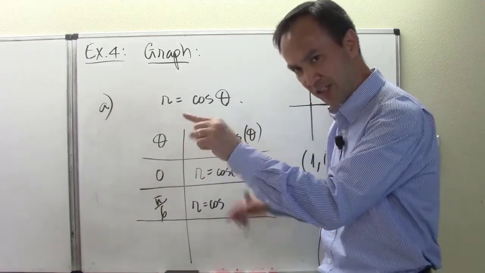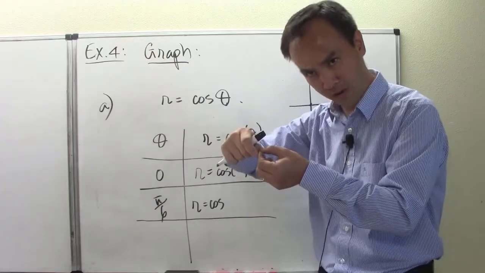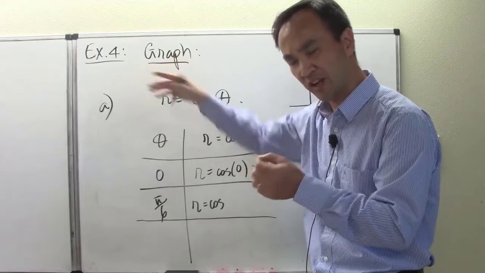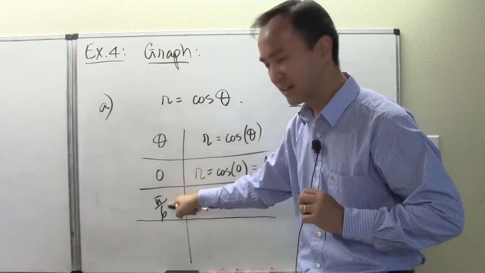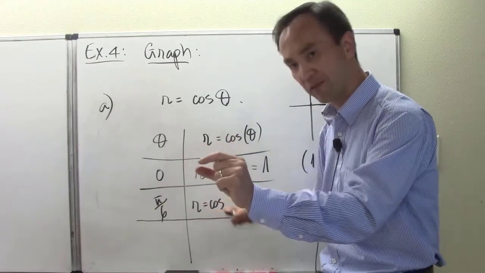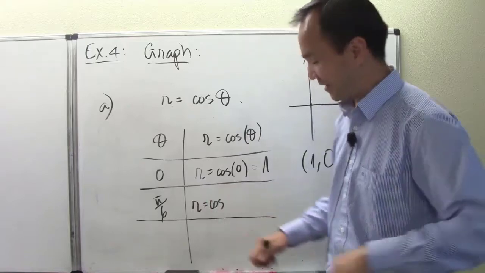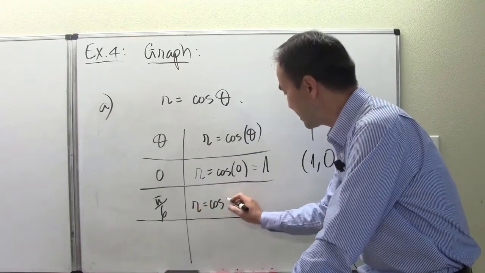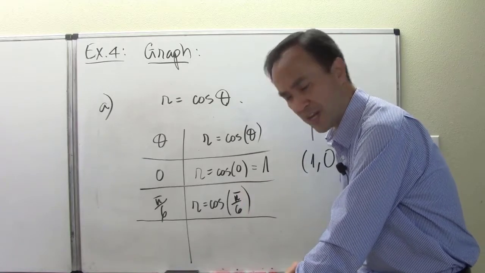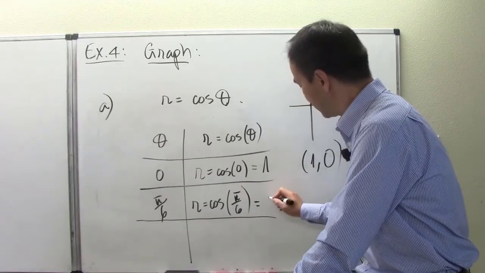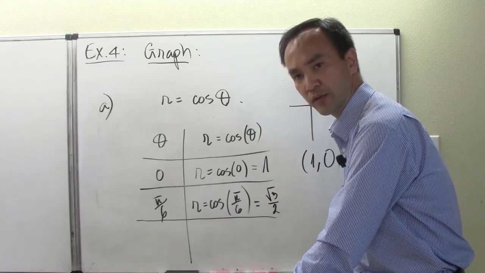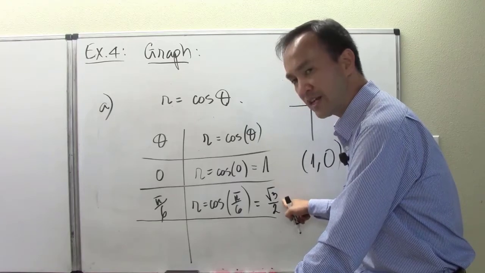Radius is how far it is from the pole, but in the situation we're working with here, radius is regarded as a function of theta, of independent theta. So we choose theta independently, but radius comes out accordingly. So r is cosine of pi over 6. But cosine of pi over 6 equals square root of 3 over 2. So this is our radius in polar coordinates.